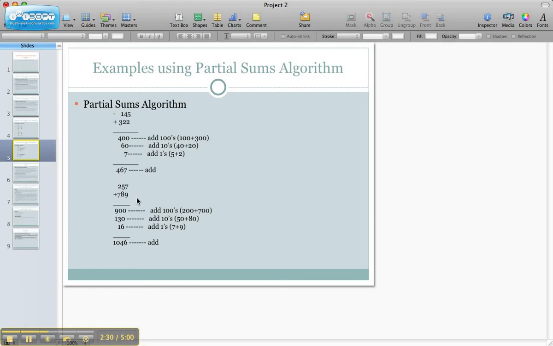So for example 2, we have 257 plus 789, and you're going to do the same thing. So 200 plus 700 equals 900, 50 plus 80 equals 130, and 7 plus 9 equals 16. Basically, you're going to add these, and the answer is 1046.